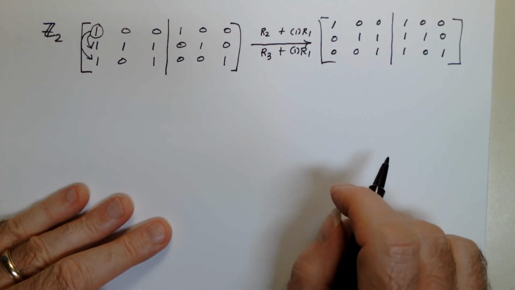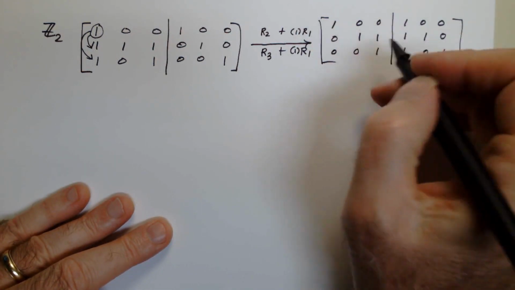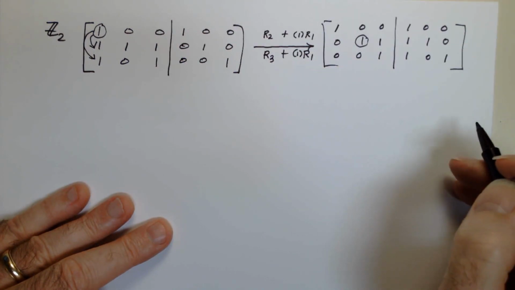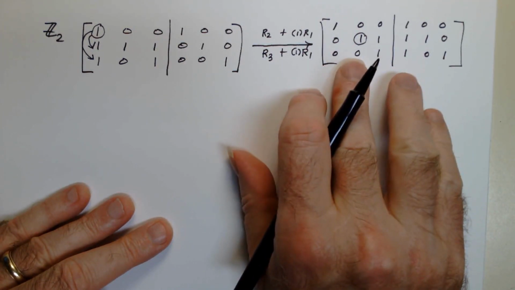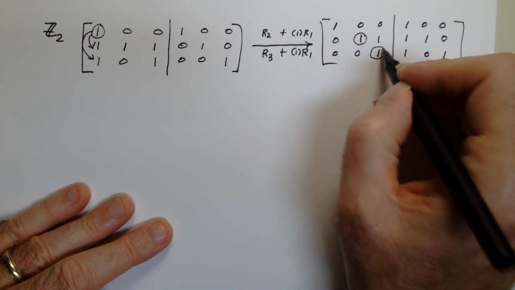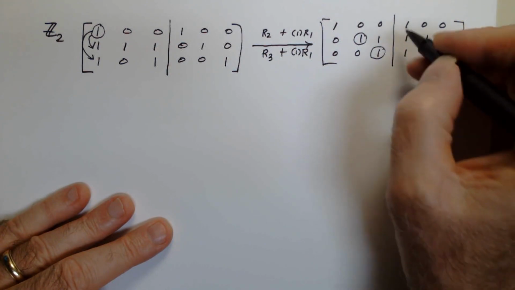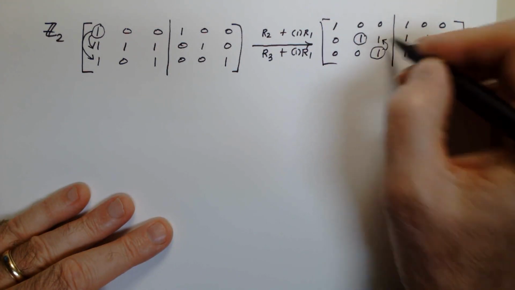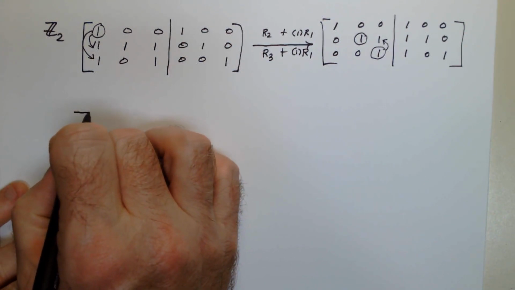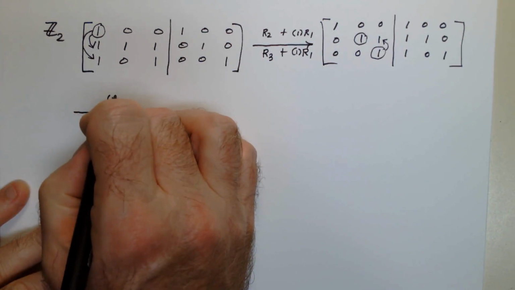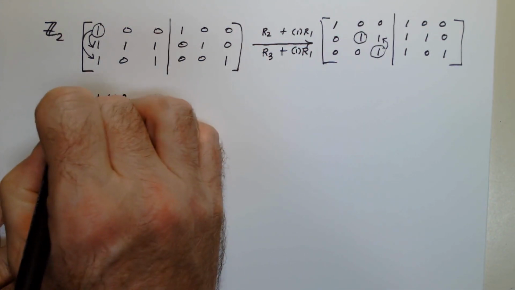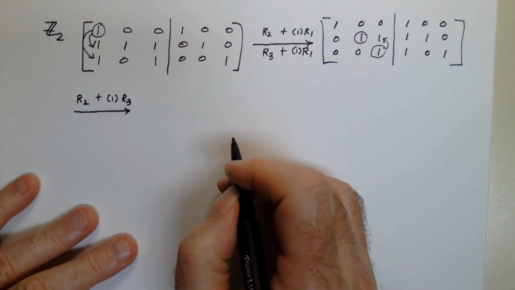Okay, now let's see where we are. We scan down row 2. We come across a leading 1. And we notice that it's already by itself in its column. So that one's fine. Now we scan down row 3, we find this leading entry, it's a 1, and we want to eliminate the 1 that sits above it in row 2. And again, using Z2 arithmetic, this is easy. We just simply take 1 times, in this case, row 3, and add that on to row 2.